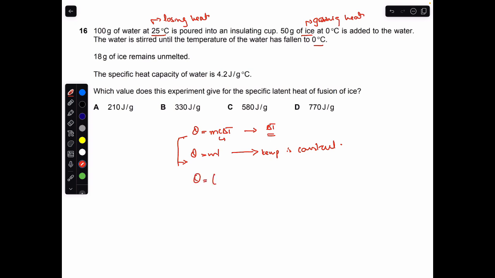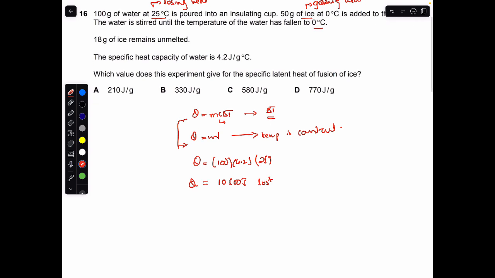The mass of water is 100 grams. The heat capacity you've been given is in grams per degree Celsius, so I'm not going to change the mass. It's going to be 100 multiplied by the heat capacity of water, which is 4.2, into the change in temperature, which is 25 degrees Celsius. So from here you get 10,500 joules. So 10,500 joules is the heat energy lost.